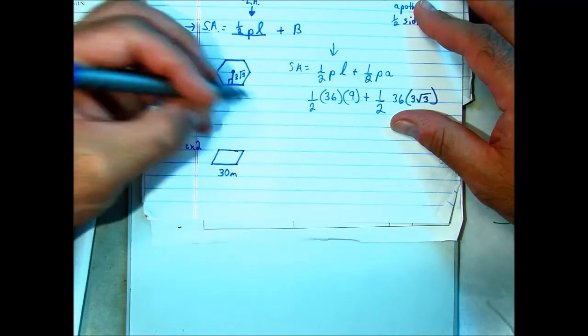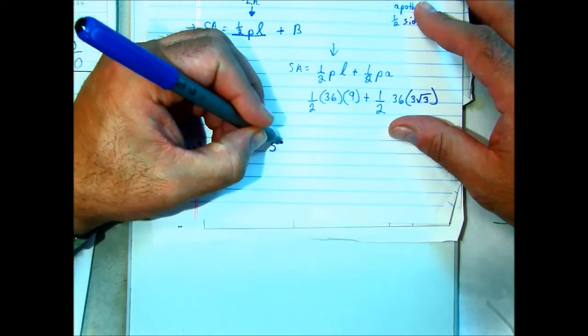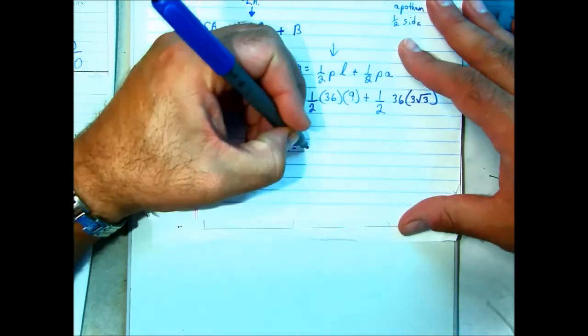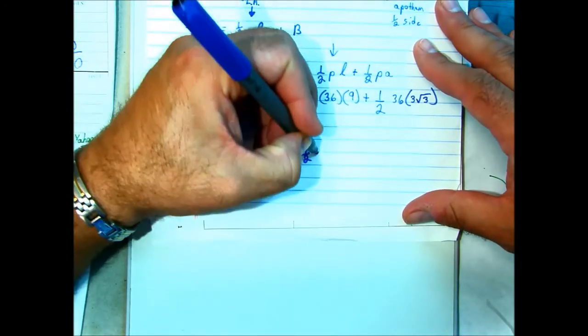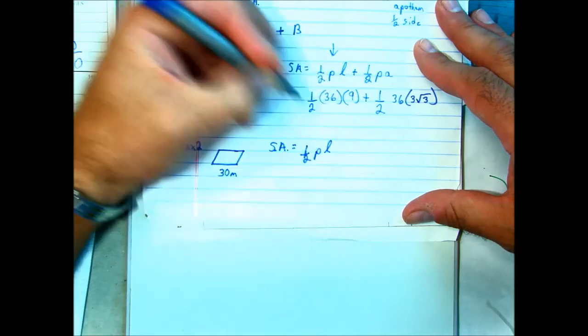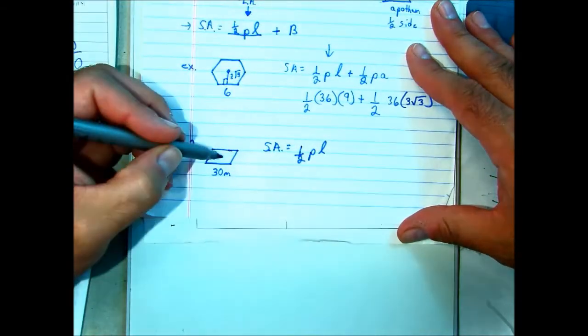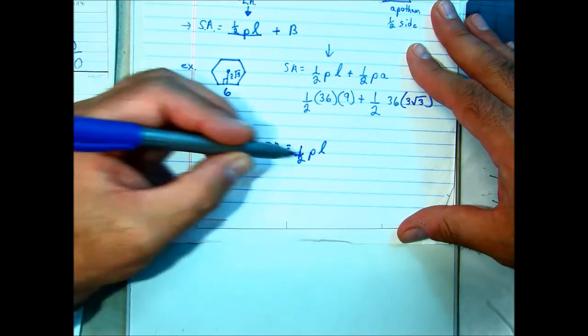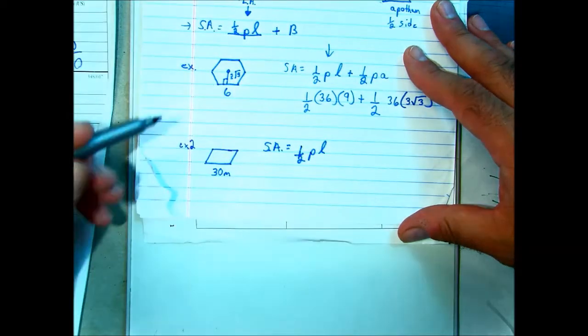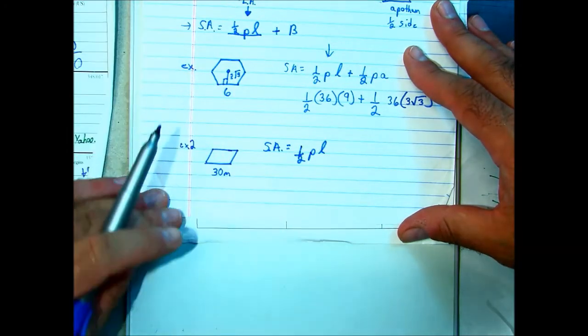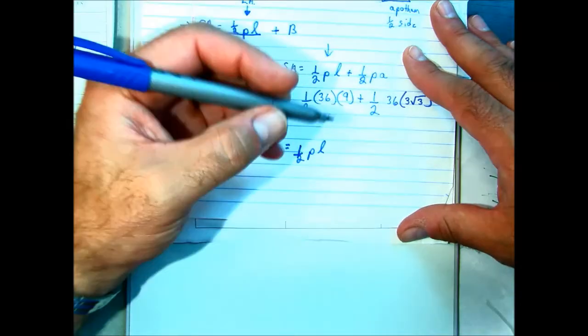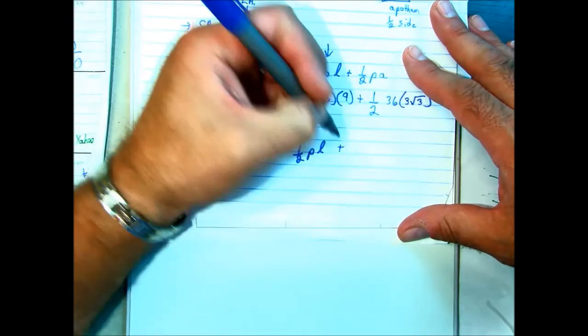Okay, the problem is when I write out the formula, surface area equals 1/2 perimeter times the slant height. I don't need the height of the shape anymore. I need the slant height, which is going down the side of the figure. Well, they haven't given me that. So that means I know I'm going to do some right triangle work.